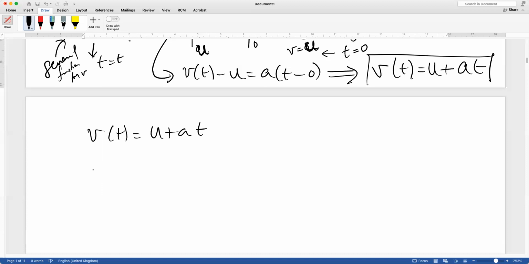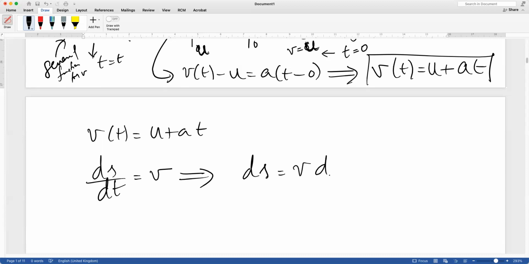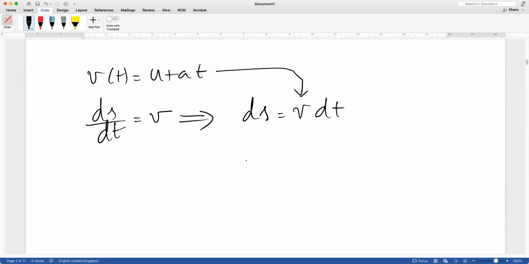Then we know the next quantity, which is the starting point of interest, which is ds by dt, going to be our v itself. Okay, the same exercise. Then we say that ds is going to be equal to v dt. Then we substitute the v in here. That will look like ds is actually equal to u plus at multiplied with dt.